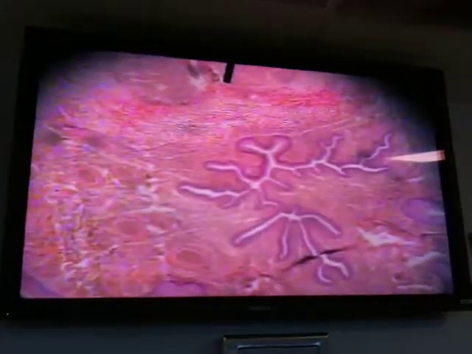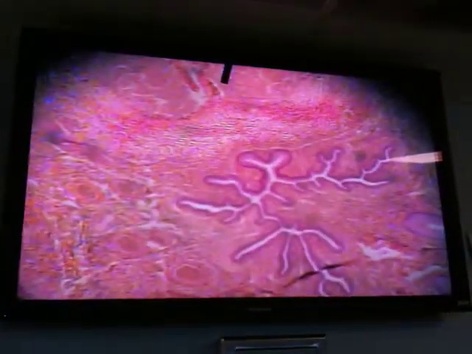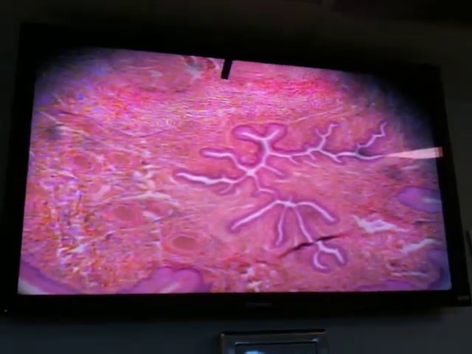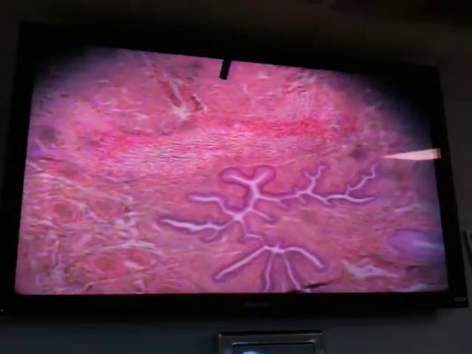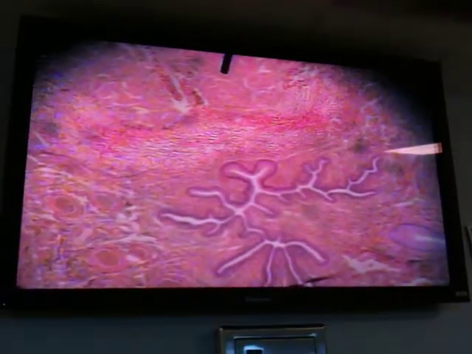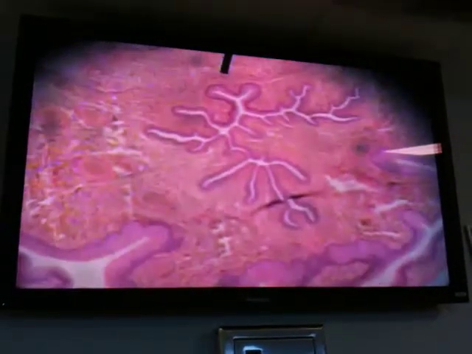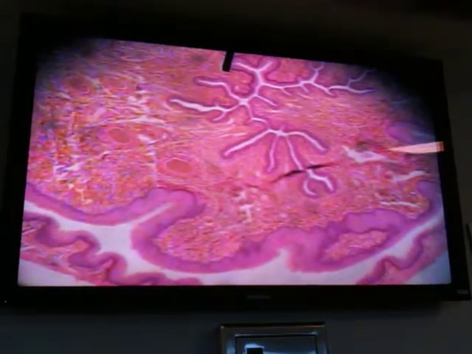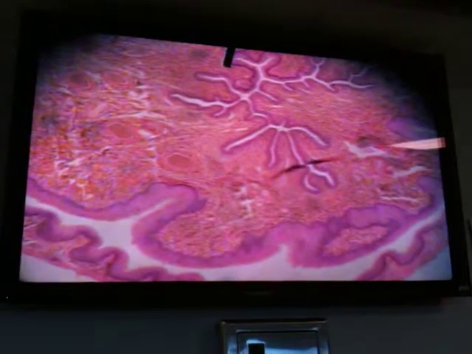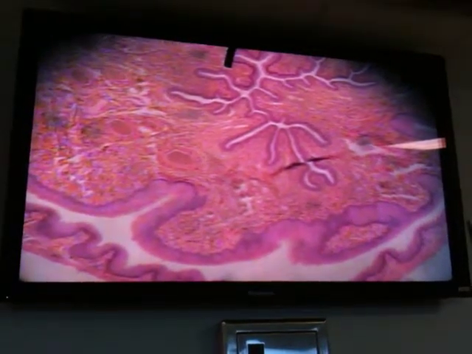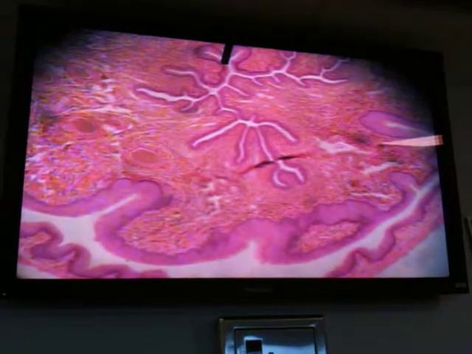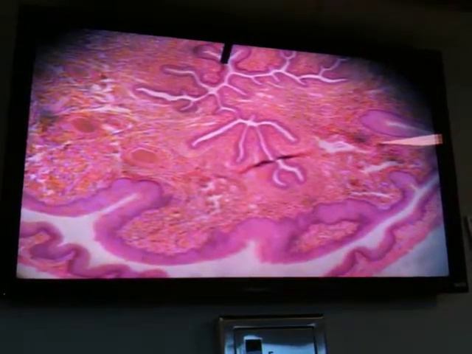So this is, name the slide, name the tissue. I mean the whole slide. Penis. Name the structure, the pointer. Corpus cavernosus. Name the structure, the pointer. No, here. Look. Corpus spongiosum. Now name the structure of the pointer. Penile urethra. Don't forget, or spongy urethra.